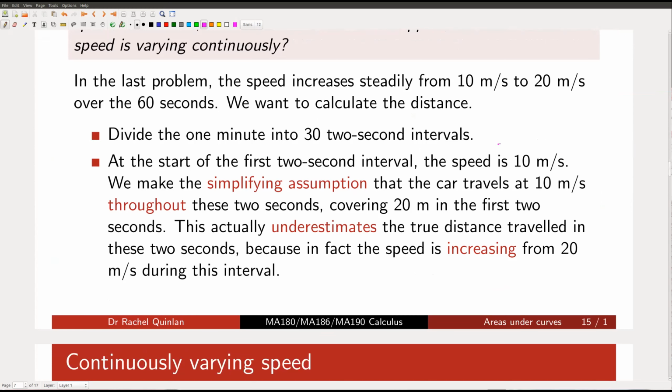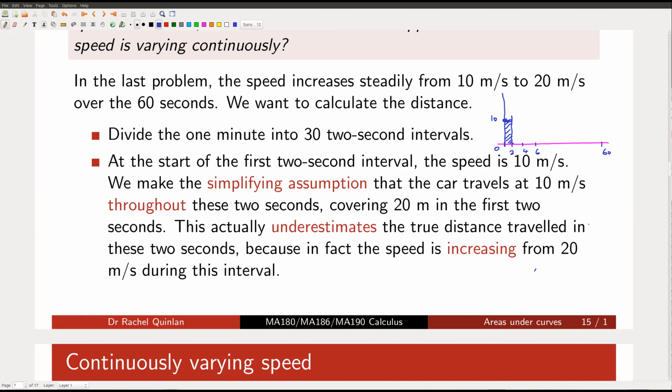So something that we can do is take our 60-second interval and divide it into 30 intervals of 2 seconds. So we have the first 2 seconds from 0 to 2, the next 2 seconds from 2 to 4, the next from 4 to 6, and so on. At the start of the first interval, we know that the speed is 10 meters per second. If we just pretend, which is not accurate, that the speed remains at 10 meters per second for the first 2 seconds, then we would travel 20 meters in the first 2 seconds. That underestimates the true distance because the speed isn't constant at 10 meters per second throughout that 2-second interval. It's increasing from 10 meters per second. So this estimate fails to take that into account. It just starts at 10 and assumes that the speed stays there for the first 2 seconds.